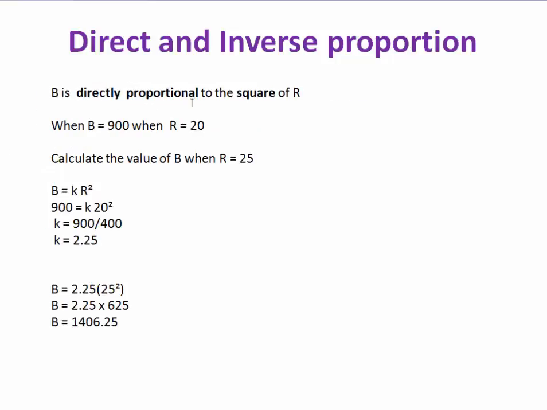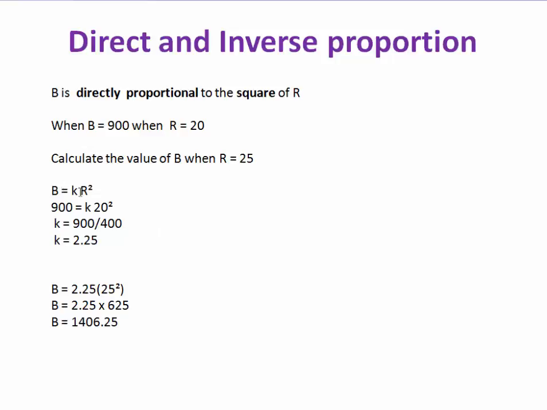Again, read the question. It says B is directly proportional to the square of R. So directly proportional, remember the rule, y equals kx. And then the square of R, what do we mean by square of R? That means R squared. So we can write this as B equals k, our constant, R squared. And then the question is when B equals 900, R equals 20. So calculate the value of B when R is 25.